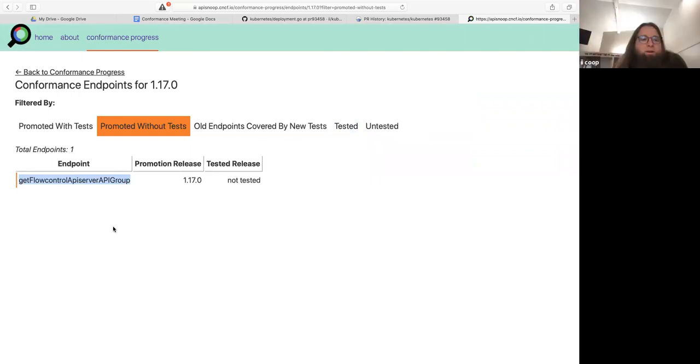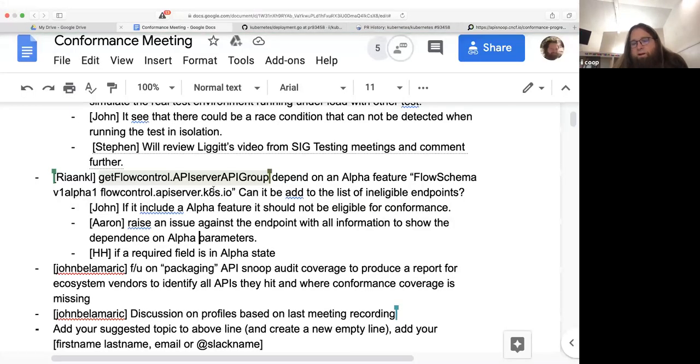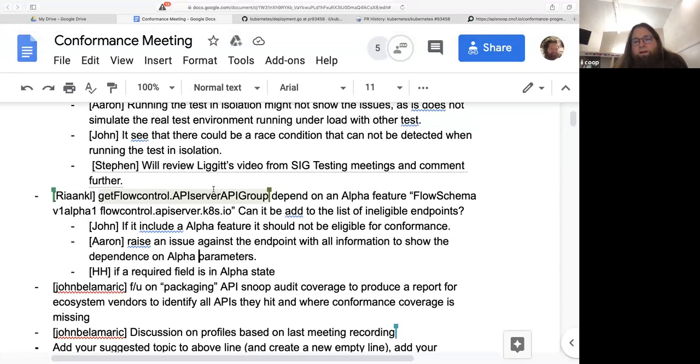I think there is always going to be a get something API server API group for any group that gets created. So anytime there's a new API group, as soon as it hits alpha, we will get a new core endpoint called get that new group API server API group. And just like John was saying, we just need to put that into the list of not yet and link to the issue for tracking that.